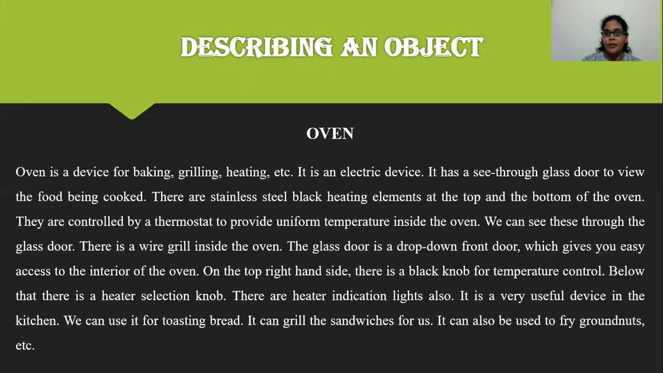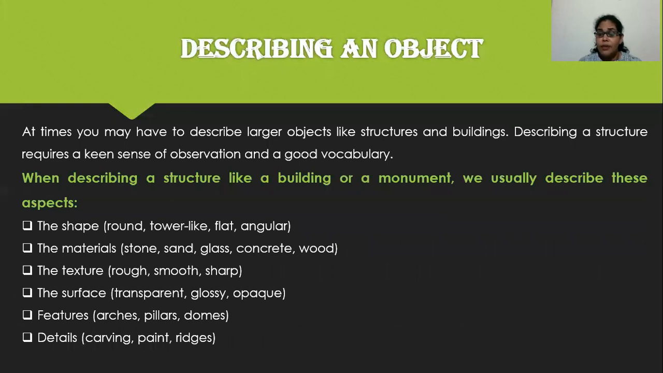So when I'm talking about objects, it's not only about fan, fridge and all; certain things also come under objects, like monuments, structures, buildings, which are larger objects. When you're describing such monuments, the things to be remembered are the shape, how exactly it looks, flat, tower shape, angular, and what kind of material. When I talk about the Taj Mahal, what kind of stone, it's marble. So these things are also important.